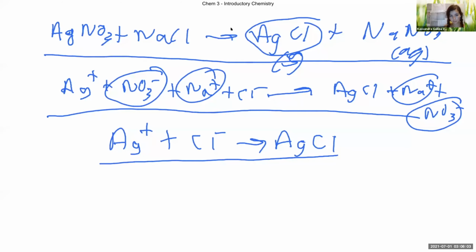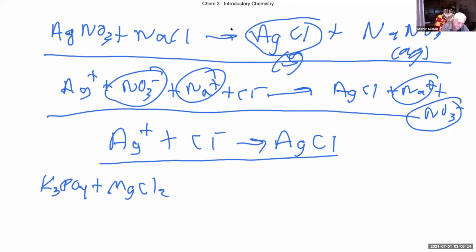Okay. And there's another part of that question where it said K3PO4 aqueous plus MgCl2 aqueous is what? So it's asking us the same thing. It's asking to complete and balance the precipitation reaction.